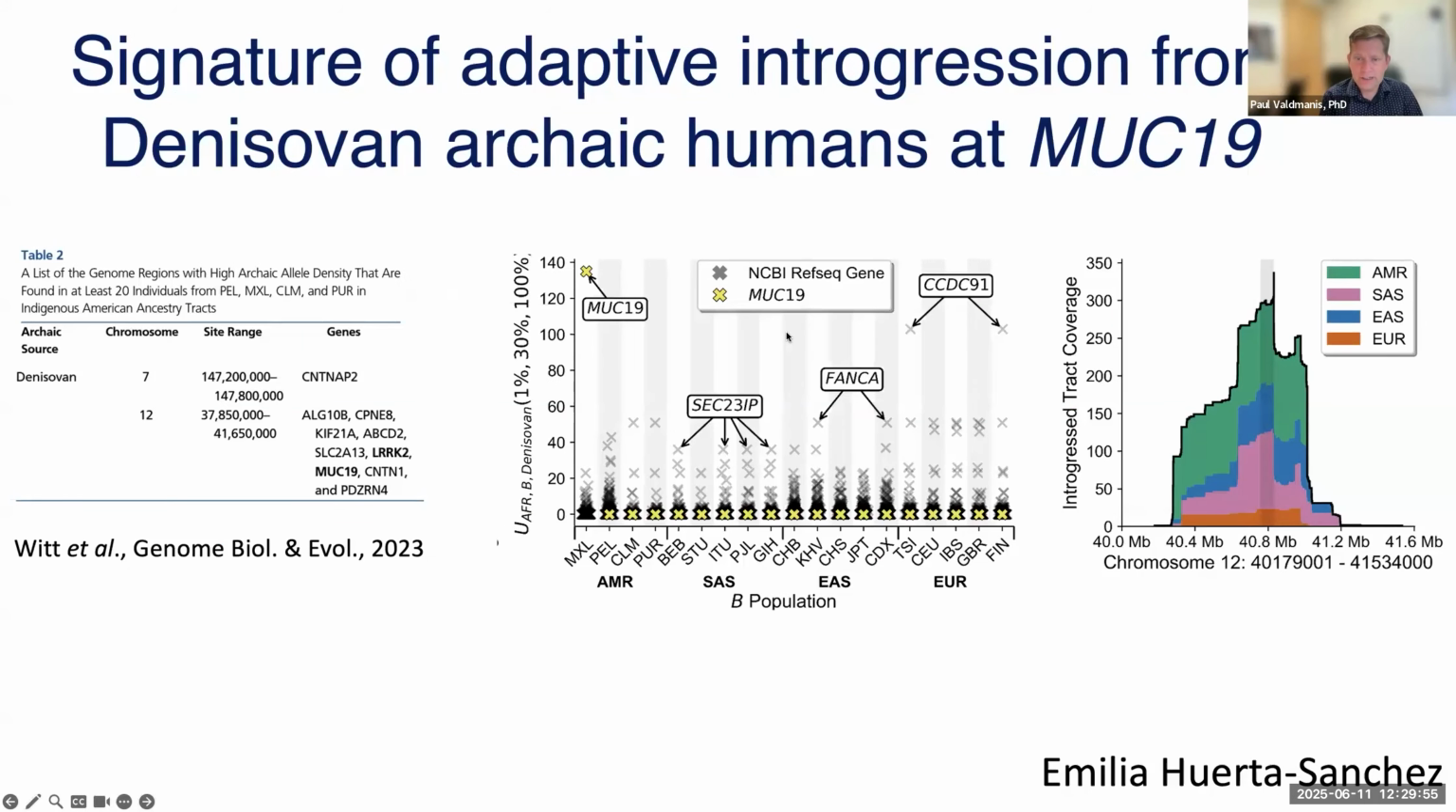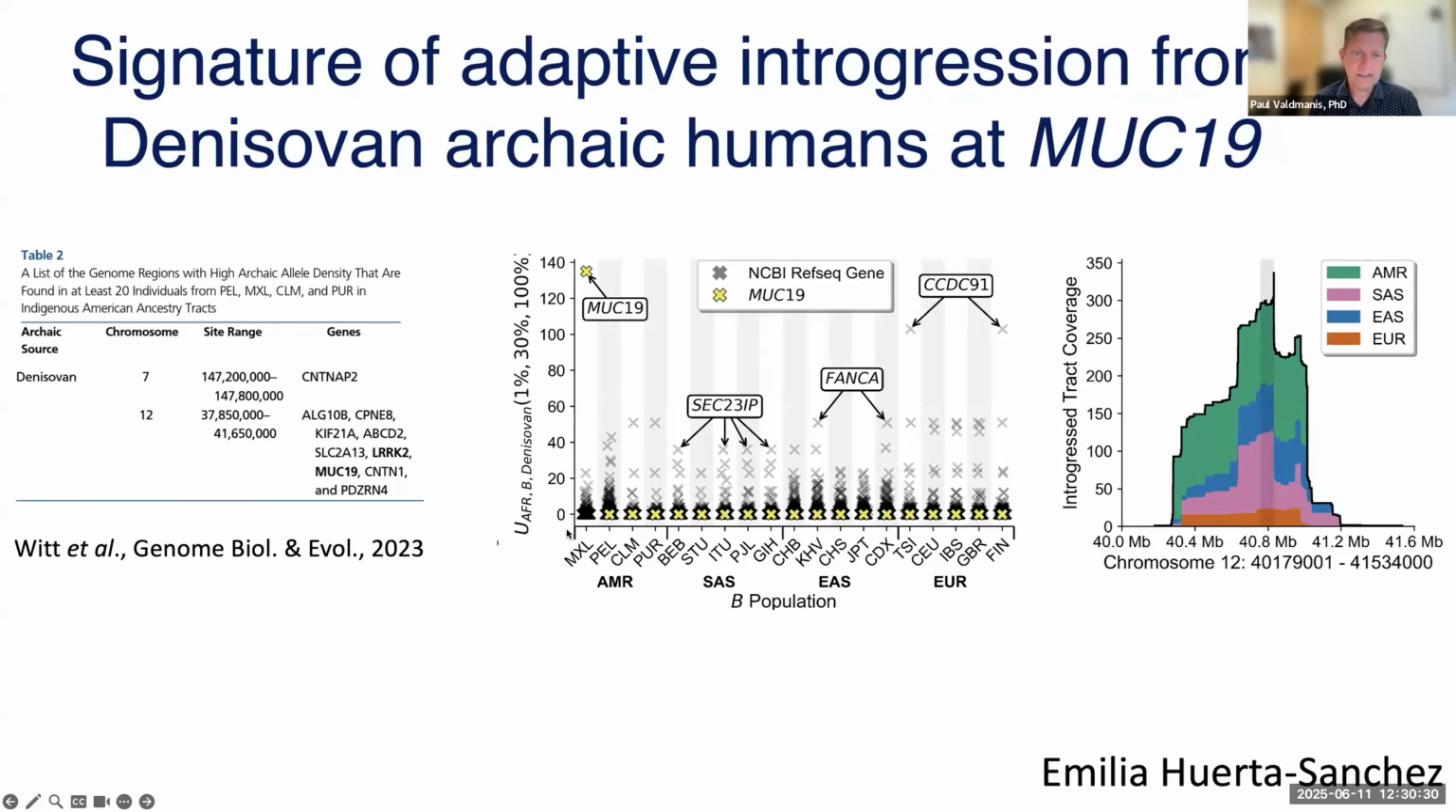So Emilia Huerta Sanchez has gone on to identify other regions of the human genome with examples of positive selection or integration from archaic populations, and has lists of regions in the genome, including this region on chromosome 12 that harbors several genes, including LRRK2 and MUC19. MUC19 here is one of the top genes when you consider signatures, or at least high minor allele frequency, in a population-specific manner.